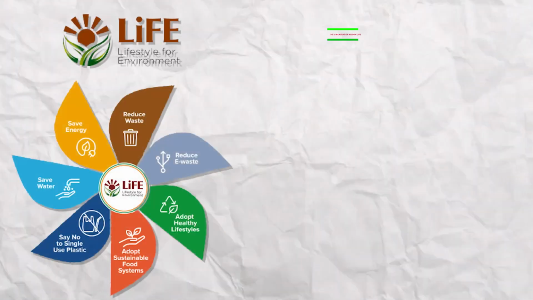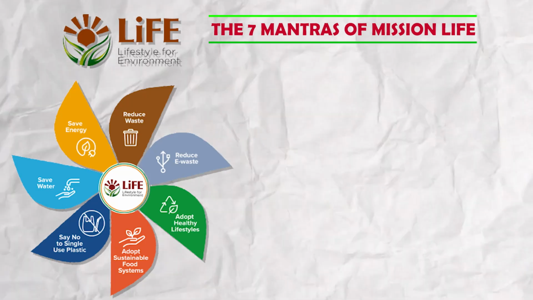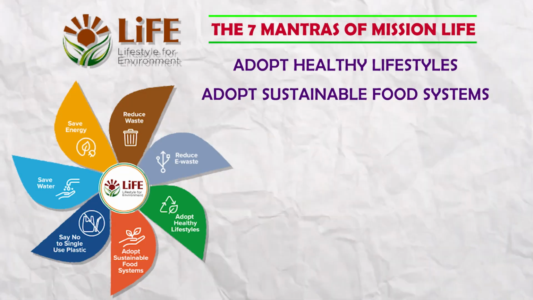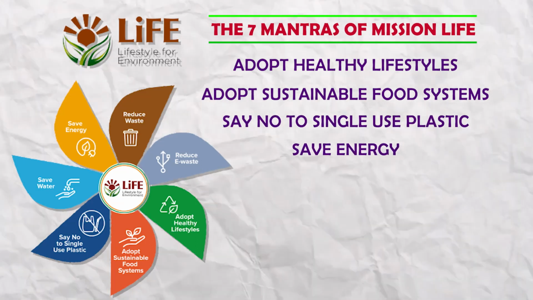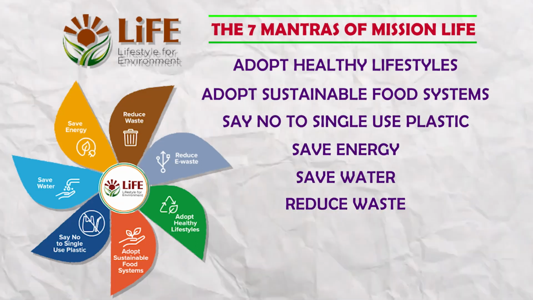The seven mantras of Mission LiFE are: adopt a healthy lifestyle, adopt a sustainable food system, say no to single-use plastic, save energy, save water, reduce waste and reduce e-waste. Thus, Mission LiFE seeks to channel the effort of individuals and communities into a global mass movement in favor of positive behavioral changes in favor of environmental education and sustainable development.